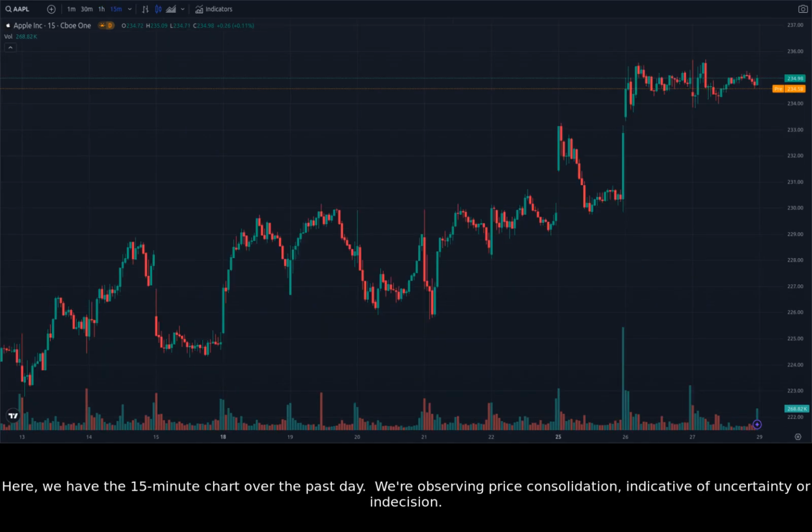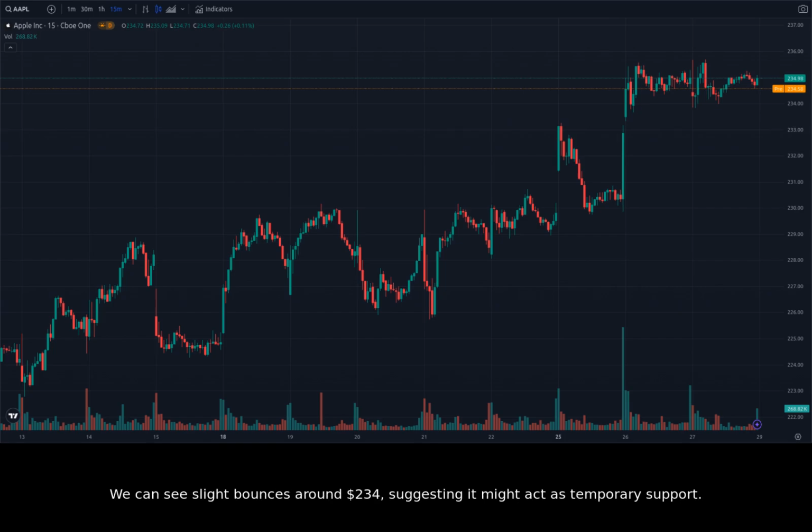Here, we have the 15-minute chart over the past day. We're observing price consolidation, indicative of uncertainty or indecision. We can see slight bounces around $234, suggesting it might act as temporary support. In this time frame, the immediate support and resistance levels are highly dynamic and constantly changing. Short-term traders might find opportunities in these small price fluctuations. Let's recap the important price levels and predictions.